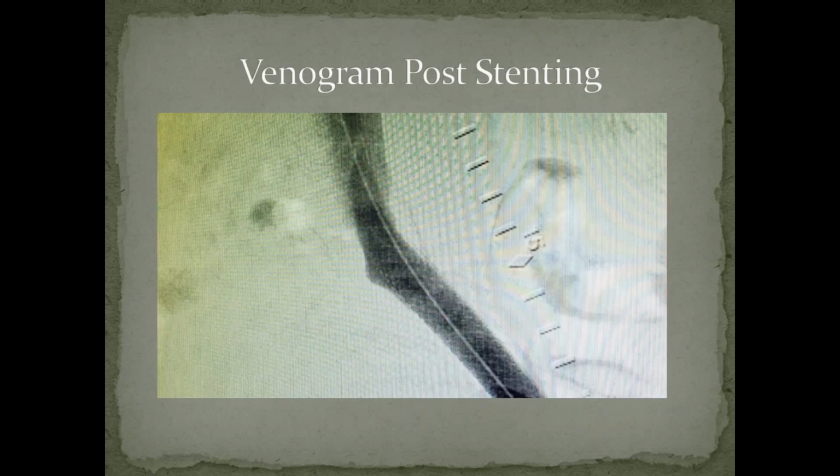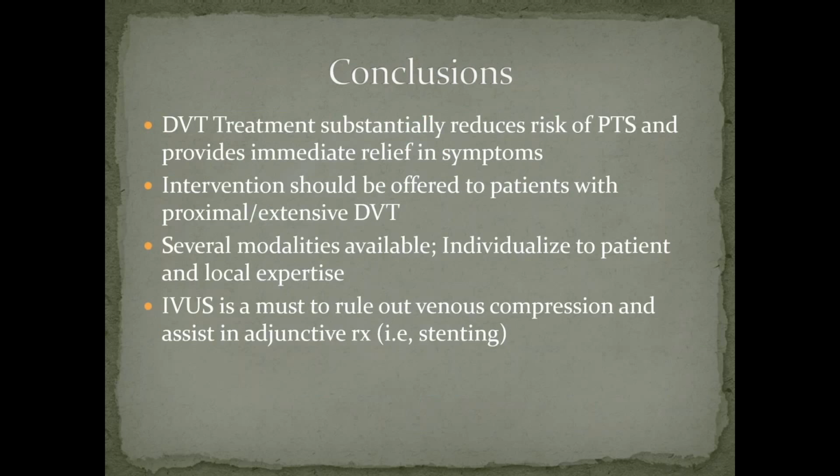After doing that, of course, we went ahead and proceeded with balloon angioplasty, followed by placement of a wall stent using IVUS for guidance of the size of the stent, and the patient did very well.